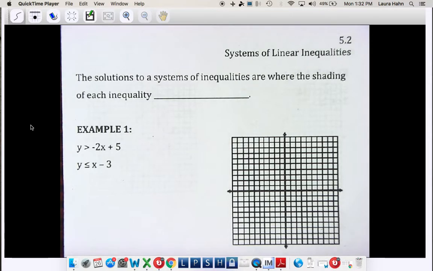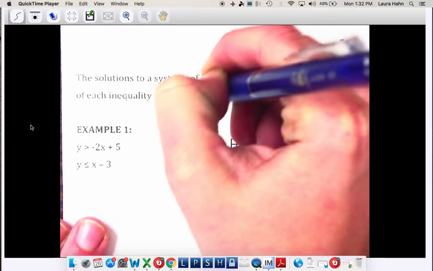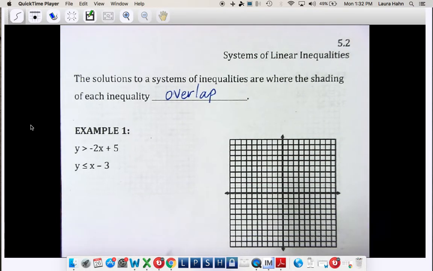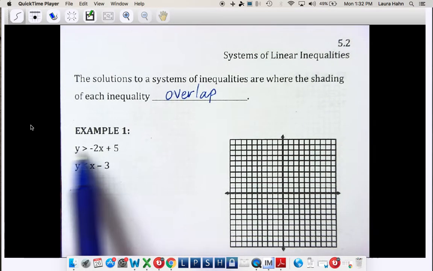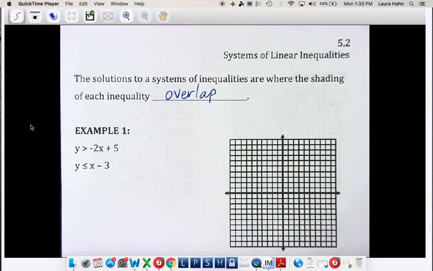So now we're going to do a system of linear inequalities. The solution to a system of inequalities is where the two shadings of each inequality overlap. Okay, so on example 1, I'm going to graph this inequality and then this one as well. And when I see where their shadings overlap, that's where the solutions will be. Lucky for us, y is by itself on both of those.